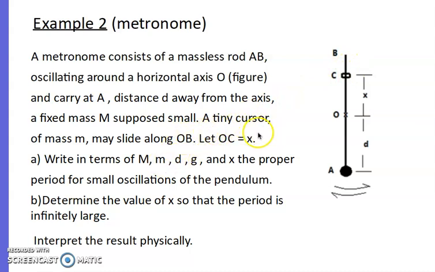Let OC equal x. Now write in terms of m, d, g, and x the proper period of small oscillations. Remember, small oscillations means we have simple harmonic motion, because in this case we can approximate sine theta with theta in radian. Okay, so let's start.